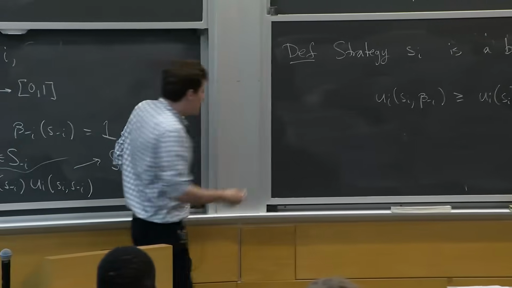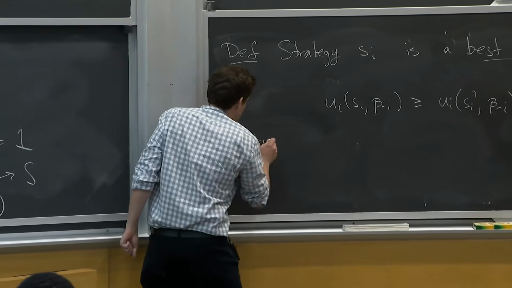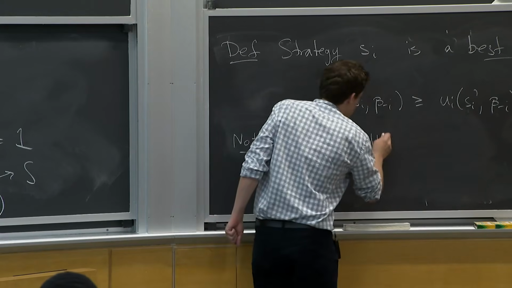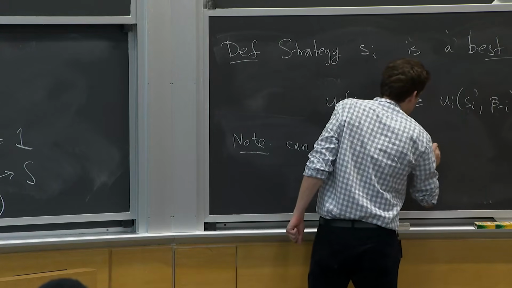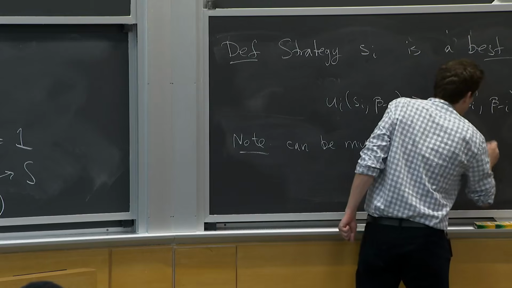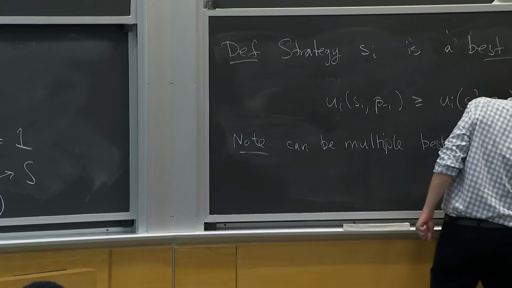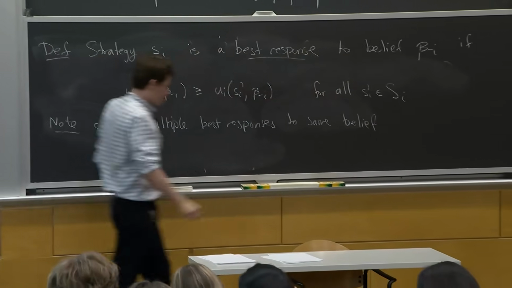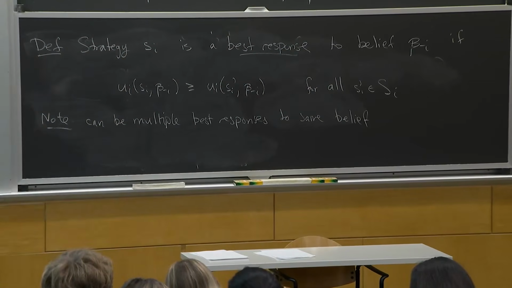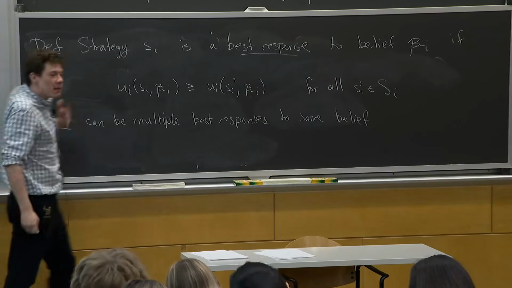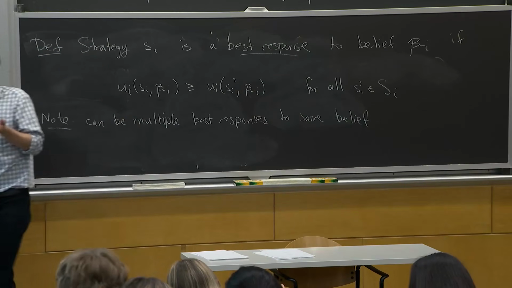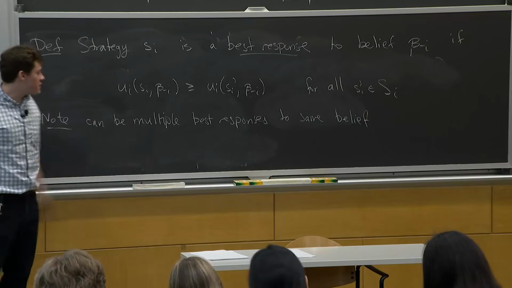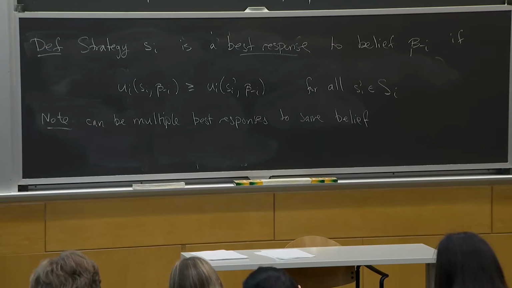So let's note here, there can be multiple best responses to the same belief. If we wanted there to only be one, we sometimes might use the phrase strict best response to say this is a best response and nothing else is a best response. But we'll generally just use the weak sense.